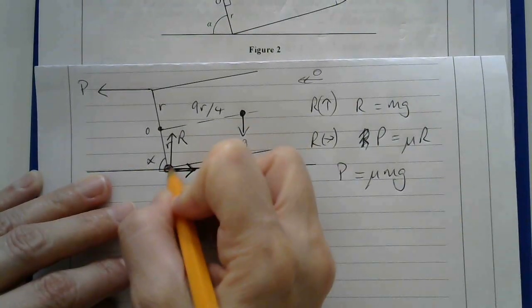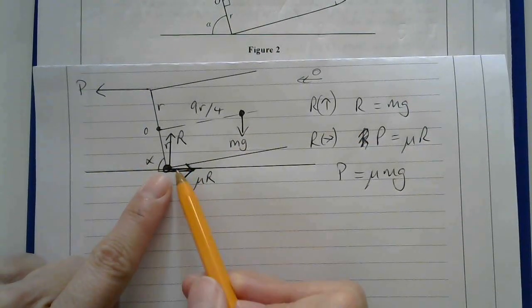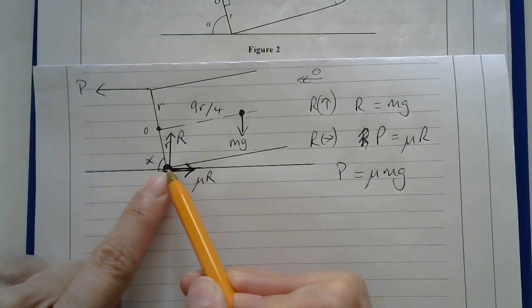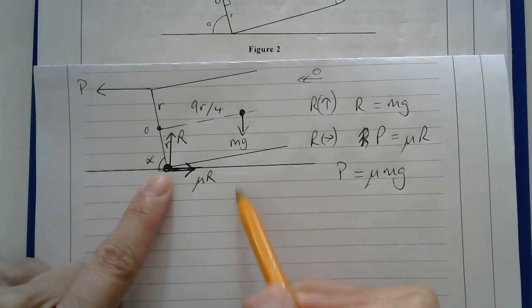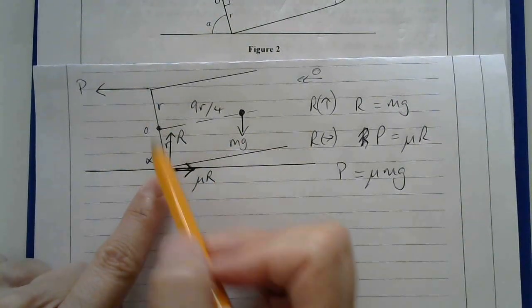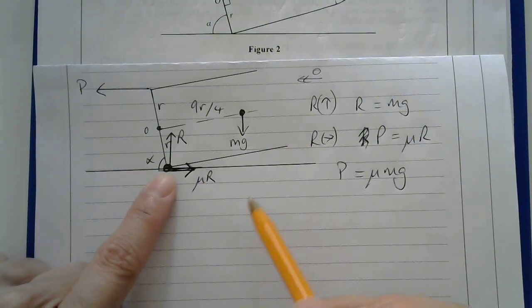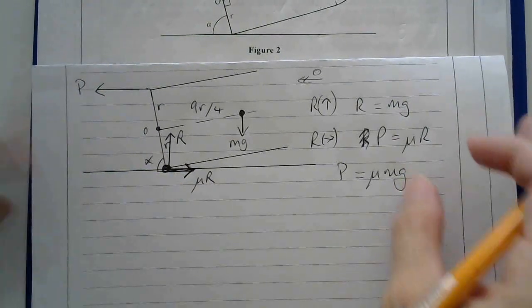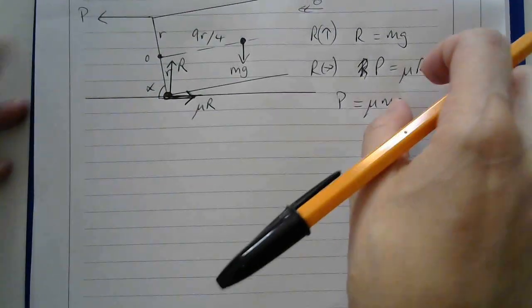If I take moments from this point here, then these two forces won't come into that formula, and I will be able to have a distance times mg, a distance times P, and then there might be some angles in there as well, and then hopefully lots of stuff will cancel out, and then I'll get what they want in the end. Okay, so let's have a look at this moments equation.